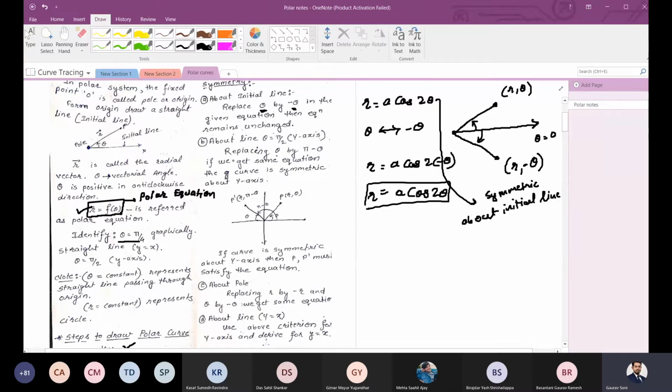The next symmetry is about the line theta equal to pi by 2. Can you identify that line, theta equal to pi by 2? Pi by 2 is nothing but 90 degrees. So can you identify all the points which are making 90 degrees with the positive direction of the x-axis? Y-axis. So this is the symmetry about the y-axis.